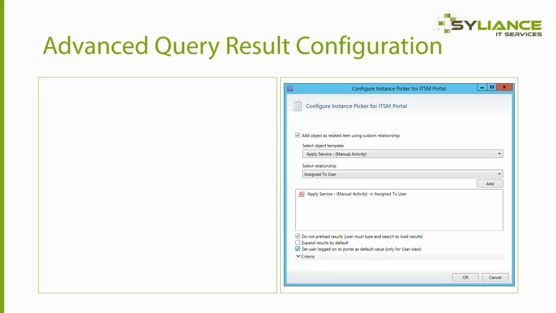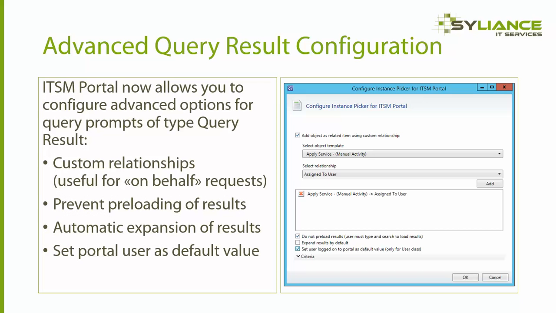And just like with default values, we also allow a lot of advanced options to be configured on query results. The screenshot on the right-hand side shows you which options are available. These options are custom relationships. This is very important if you would like to create on-behalf requests. In other words, you could add a user picker to your request offering, which allows the secretary to pick the boss because she would like to create a request on behalf of the boss.